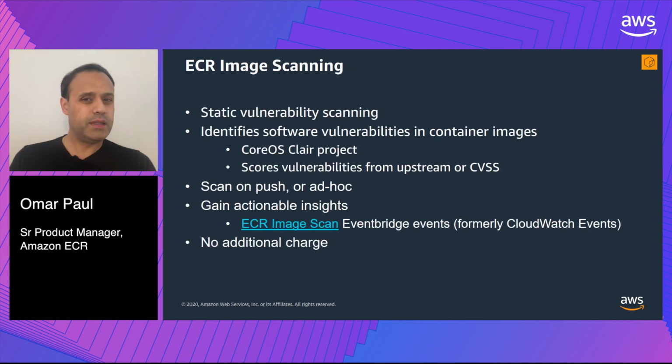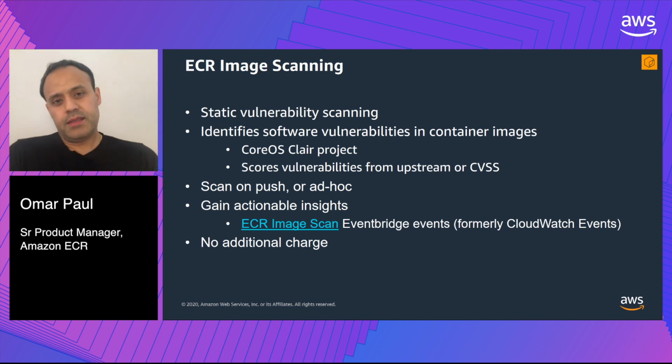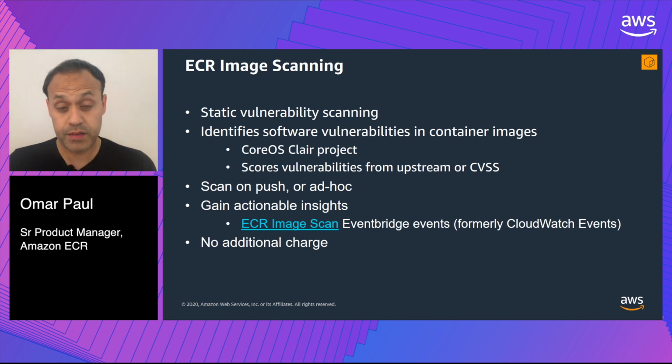Let me talk about image scanning and what we offer in that aspect. Image scanning, as I spoke about before, is static scanning of container images. We use the common vulnerabilities and exposures database from the open source CoreOS Clair project, which we operate in the cloud. We use the severity of the CVE from the upstream source where the feed was, or otherwise we fall back to the CVSS, the common vulnerability scoring system. That lets you use the National Vulnerability Database to determine the severity rating from that score.